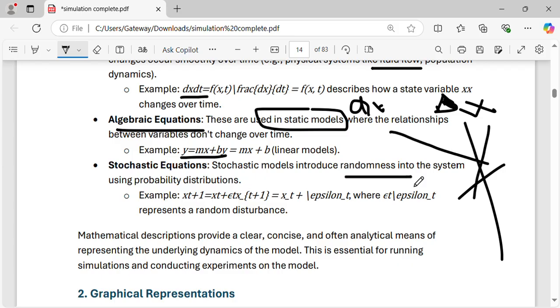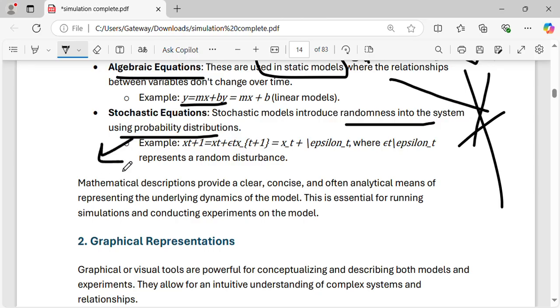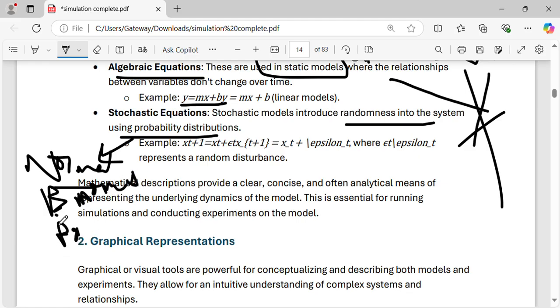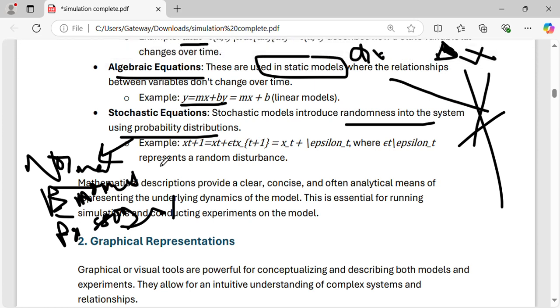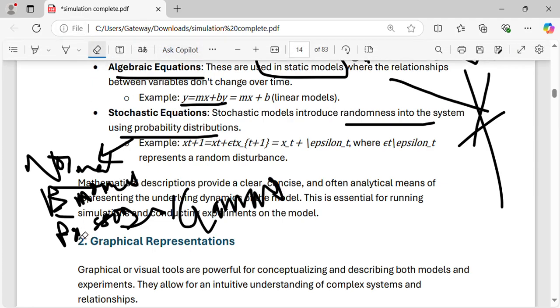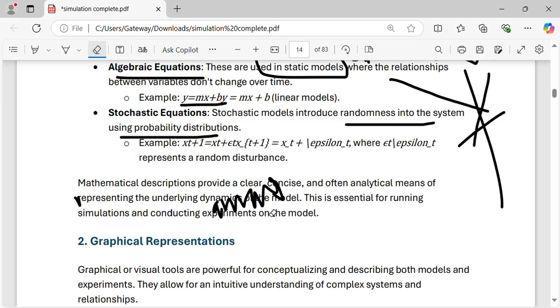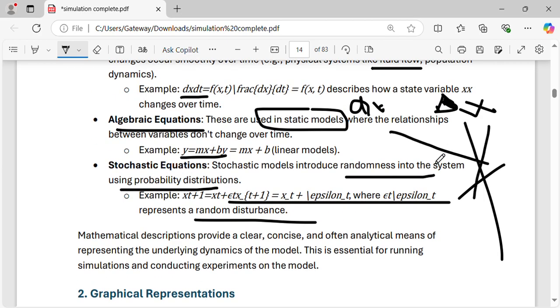Stochastic equations use randomness and they use probability distributions. You may know some of them, like normal, binomial, Poisson, or I think there were more, and there was something called gamma, beta. These were all the distributions. I can just recall a little bit of them right now, but you can use them to create a model, right? So it represents a random disturbance. I don't get what's written, but I just get the idea, right?